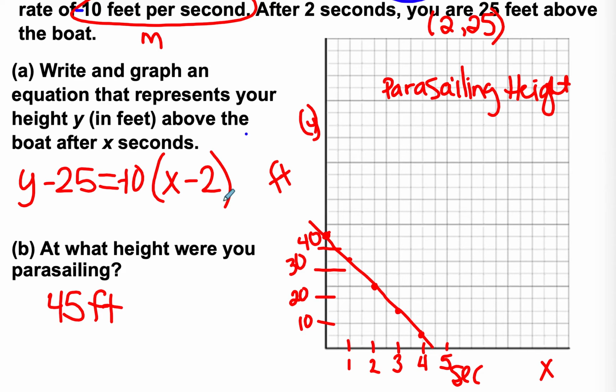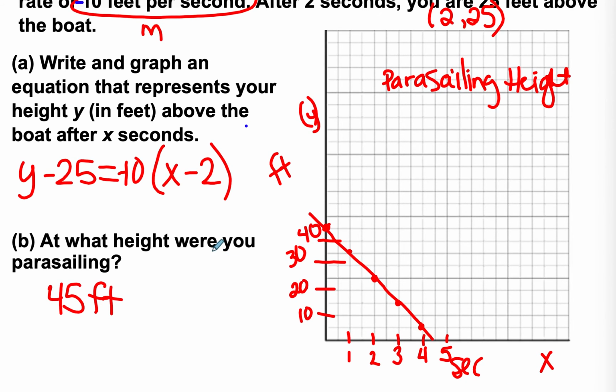I could have also substituted 0 for x and solved that for y, and that would have also given me the same answer. Remember, when you're writing a graph for a story problem situation, we need a title for our whole graph. On this one, it was parasailing height, with a label on the y-axis. For this one, it was feet, and a label on the x-axis. For this one, it was seconds.